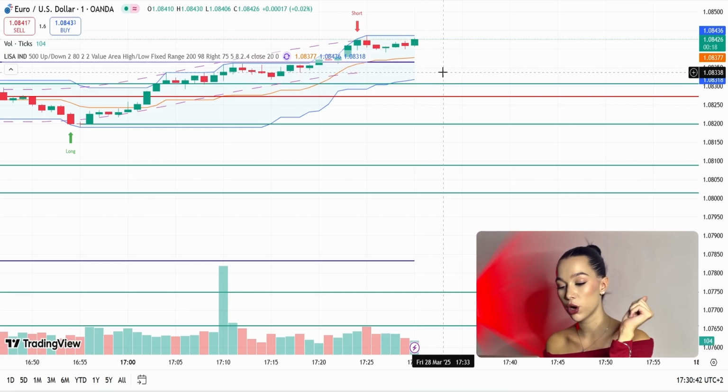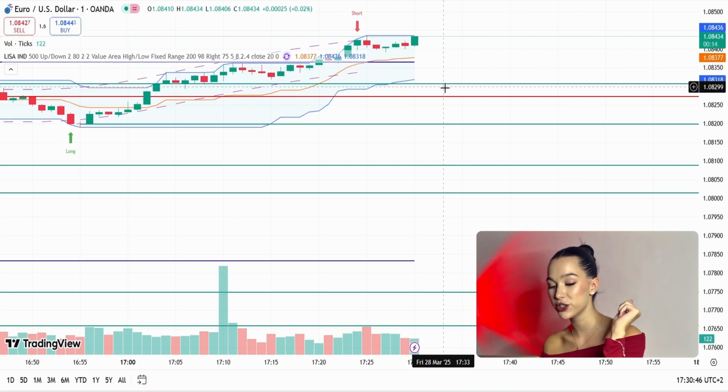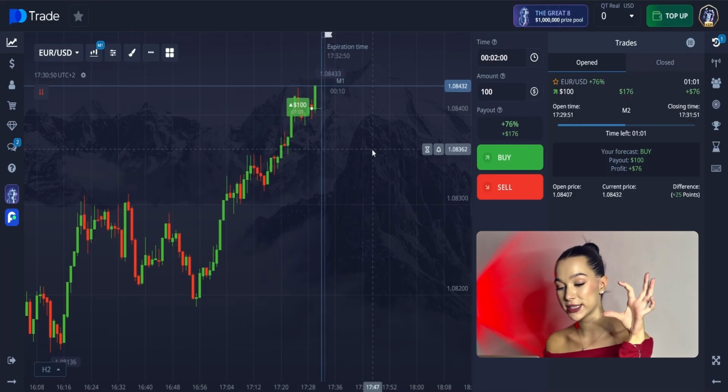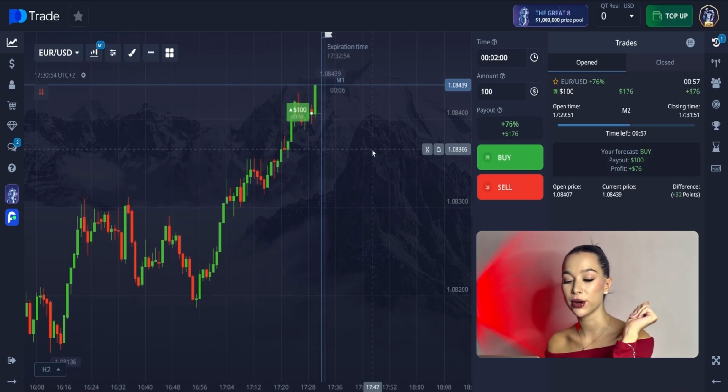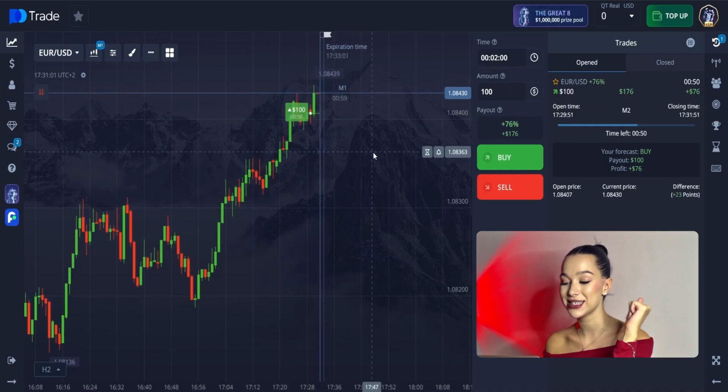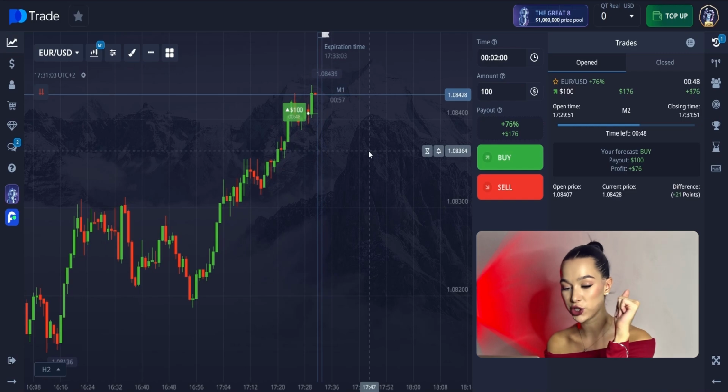Also, we can see here strong bullish movement before entering the trade. So we see 3 strong green candles in a row with almost no lower wicks. It's a sign of strong buyer pressure. Also, we can see a breakout of the local high before entering the trade. So the price broke the previous local high, which is a signal for trend continuation. Also, here are no reversal signs.